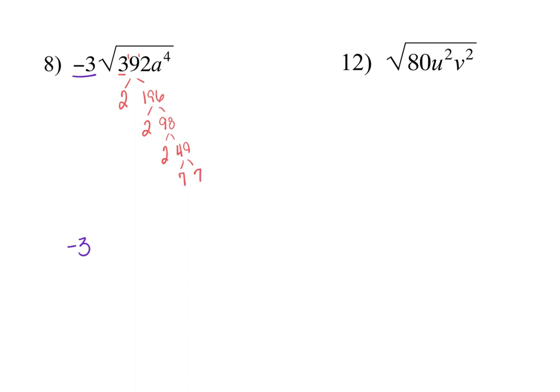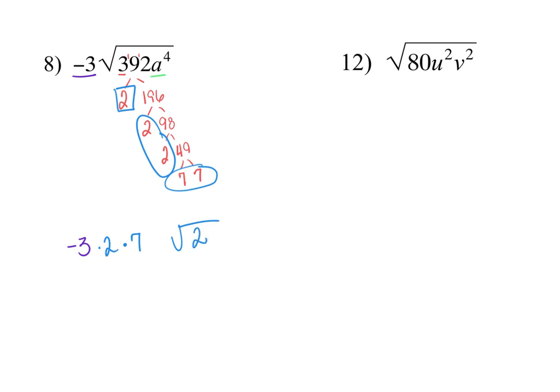All right, so for my numbers, again, I'm going to look at anything that pairs up is going to come out. So I have a group of 2s that pair up. I have a group of 7s that pair up. And then I have this 2 right here that does not pair up with anything. So that's going to go on the inside.